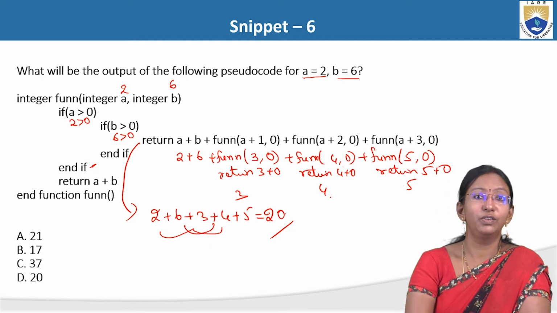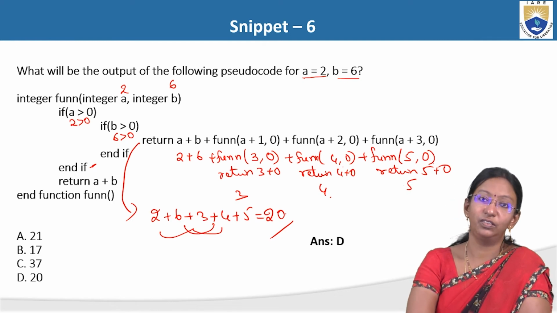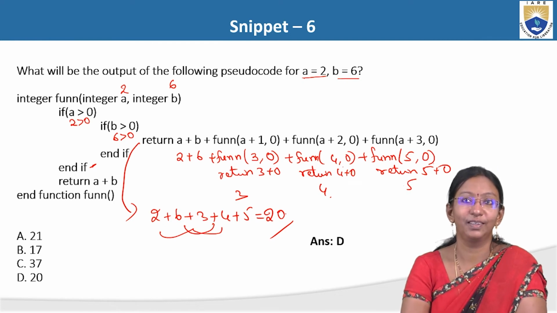See, a huge statement, 3 recursions, but how silly it is. So the answer is D, which is 20. Hope I'm clear with this. Let's go with the next one.